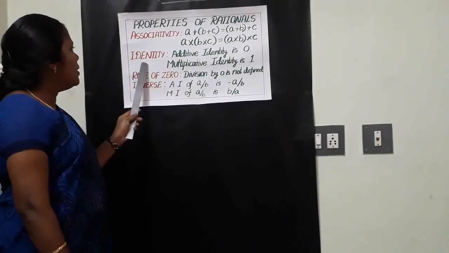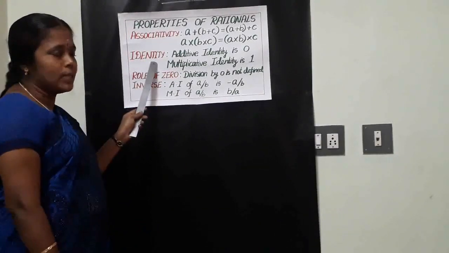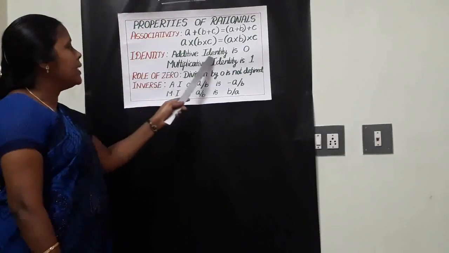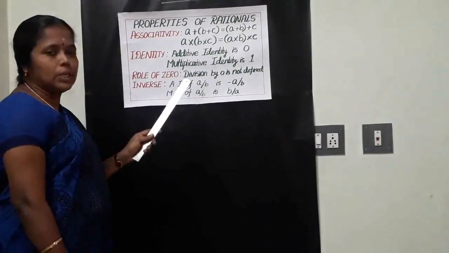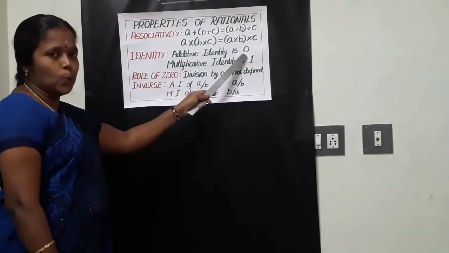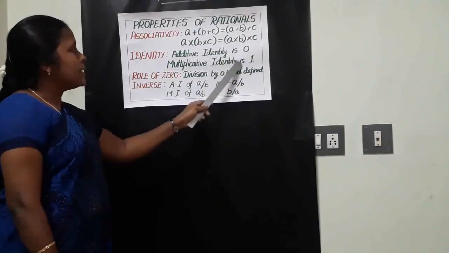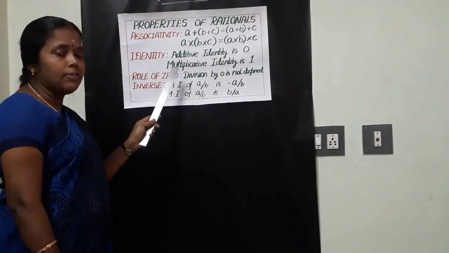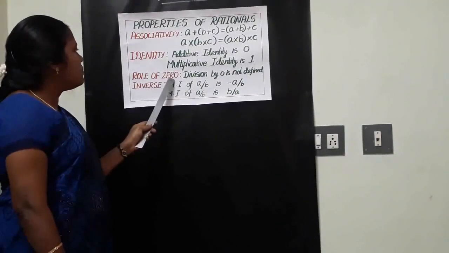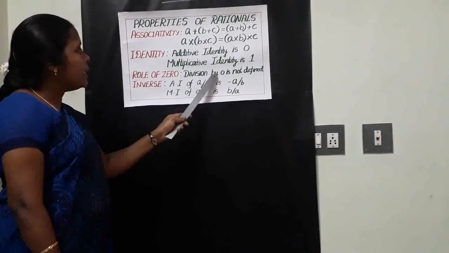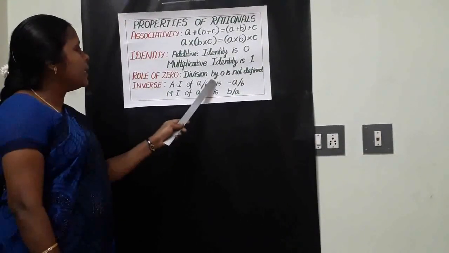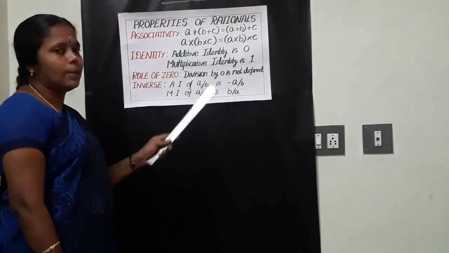What is the next property? That is identity. In this also two cases are there. One is additive identity. Another one is multiplicative identity. Additive identity for rational numbers is 0. Multiplicative identity for rational numbers is 1. About this we have seen deeply in the last class itself. Okay. Next, role of 0. Division of any rational number by 0 is not defined.